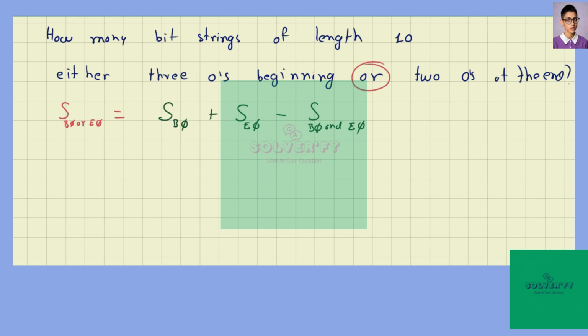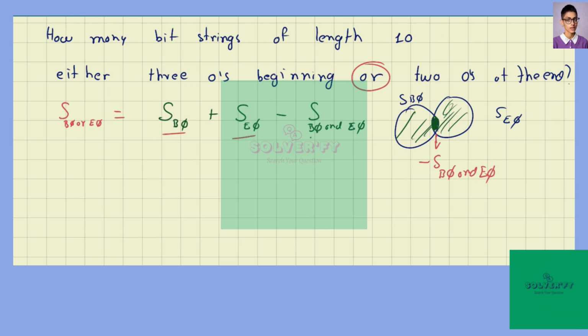Why? Basically, it's just by set theory. You have the set that begins with the 3 zeros, and the set that ends with the 2 zeros, and if you sum them, you have the whole set, but you're counting the intersection twice, so you need to subtract the intersection, that is, all those strings that begin with the 3 zeros and end with the 2 zeros. Okay, so we need to count separately all these quantities.